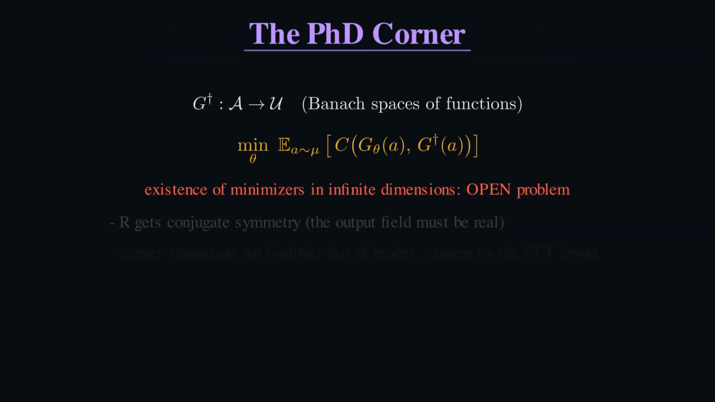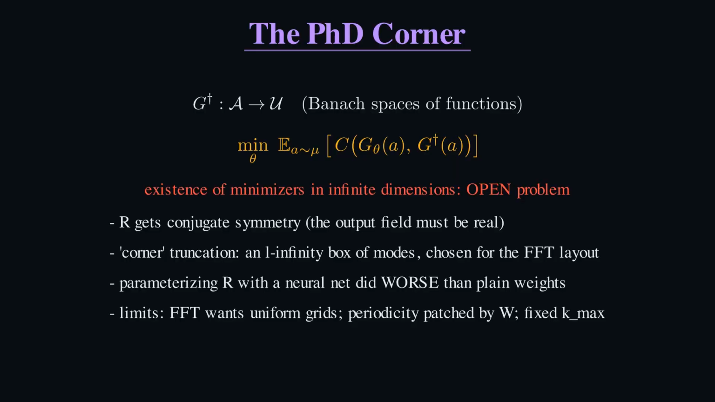For the PhD corner, the fine print that makes this a serious paper. Formally, the operator maps between Banach spaces of functions, and training minimizes expected loss over a measure on input functions. Empirical risk minimization lifted to infinite dimensions, where even the existence of minimizers is an open problem, and the authors say so. The weights R carry conjugate symmetry, so outputs stay real. The truncation set is a pragmatic box of modes, chosen to match the FFT's memory layout, not the canonical ball.